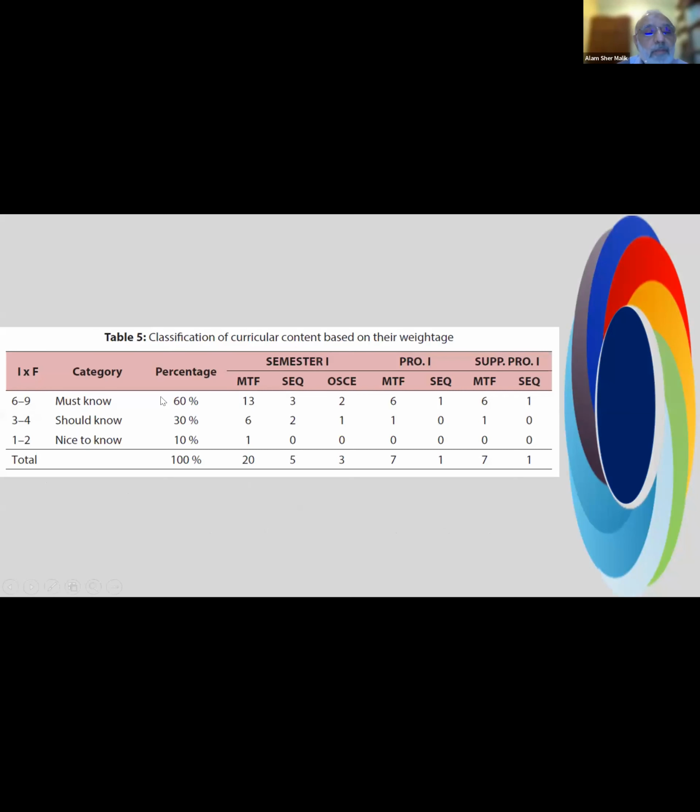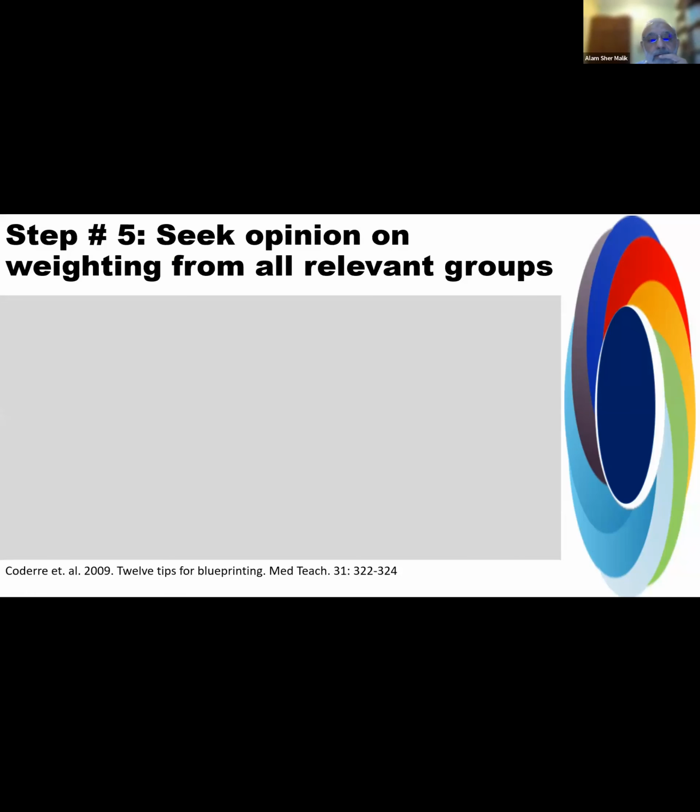Here, for the classification of curricular content, let's say we decide 60% of questions should come from must know, 30% from should know, and 10% from nice to know. And then these questions can further be divided into multiple choice questions or structured essay questions, OSCE. This is in semester 1. And the same thing, if we want to do it in the professional examination, we can use this. Right, so that's how we calculate that.